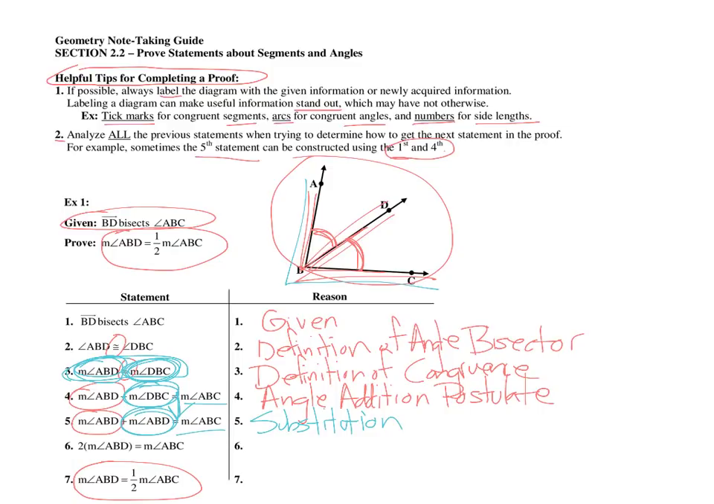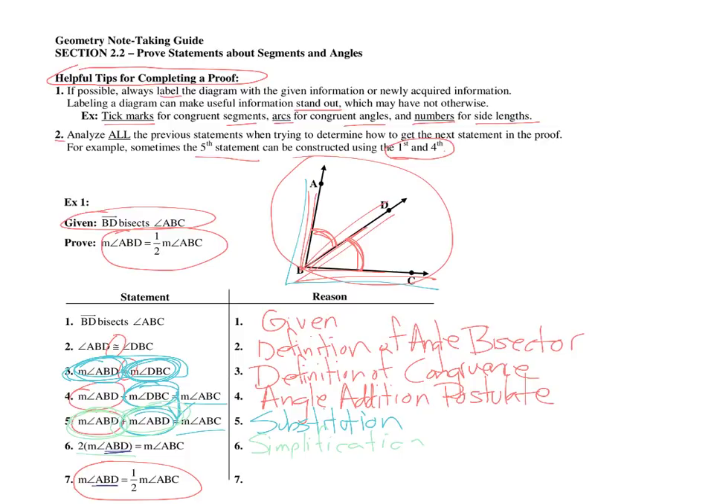Going on to part 6, I have 2 times the measurement of angle ABD is equal to ABC. Well, what's x plus x? 2x, right? So ABD plus ABD is 2ABD. That's just simplification. Now why is it not addition? Because you're not adding something to both sides of the equation. You're just adding up like terms on one side of the equation. That's simplification.